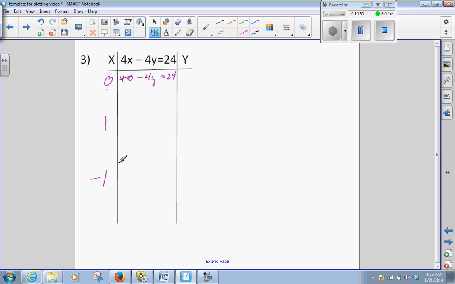Well, you know how to solve an equation like that. It's a one-step equation. That -4 sitting next to the y means multiply. We're going to undo that multiplication with division. So y is equal, 24 divided by -4 is -6. So if x is 0, y is equal to -6.